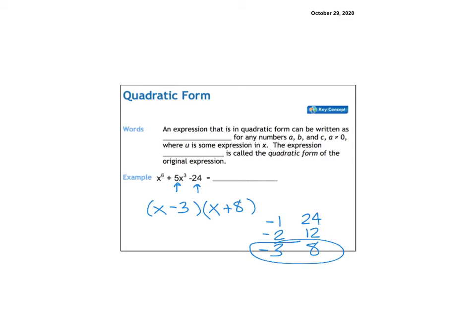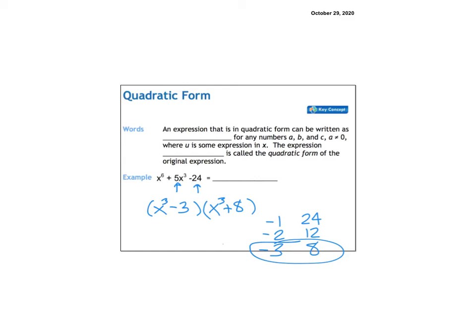Now, if you go to FOIL this out, we're going to end up with x squared plus 5x minus 24. Now, it's super close to what we're looking for, but not exactly it. So what we have to do is we have to make this x to the third. Because when we want to FOIL that, when we want to multiply that back through, we want that first term to be x to the 6th, okay?